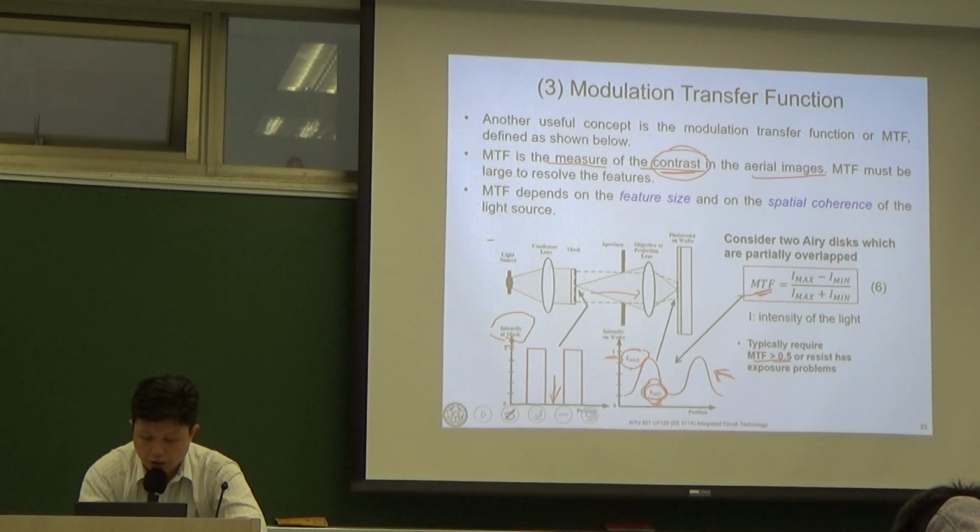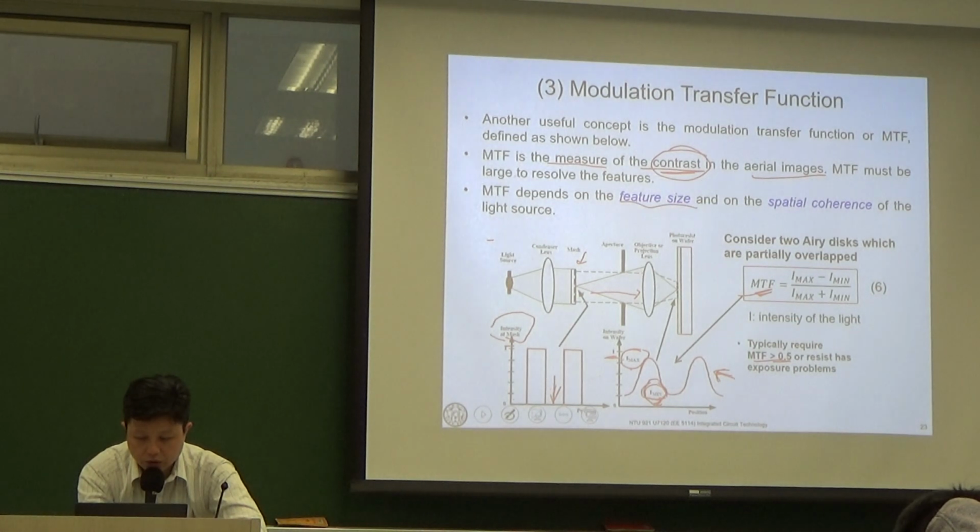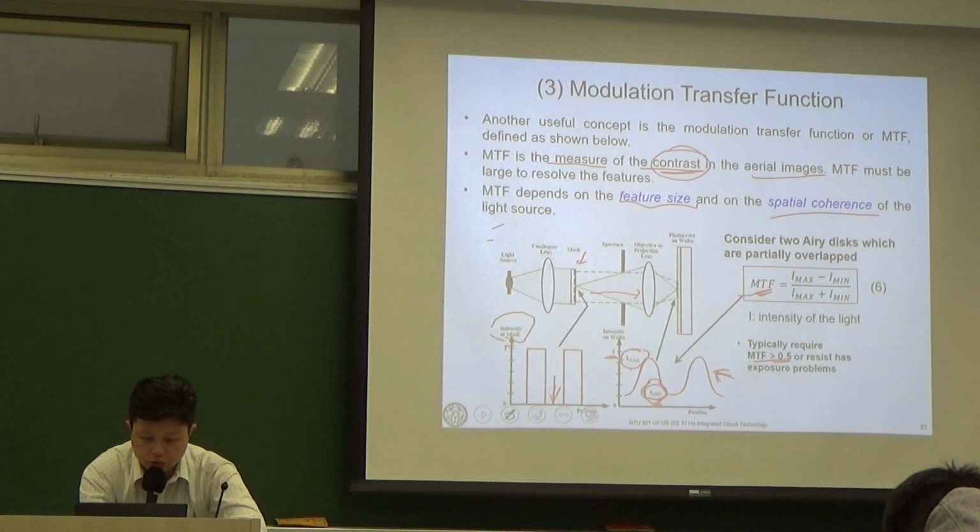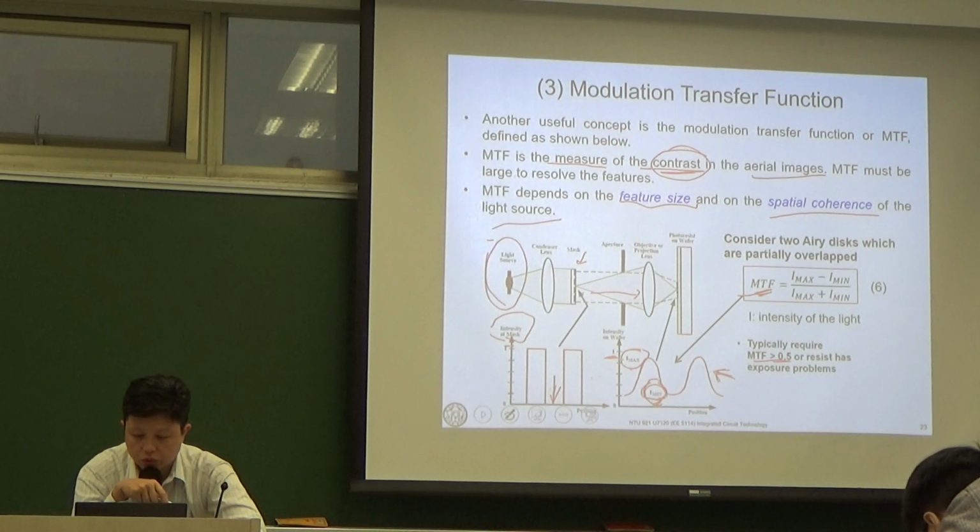So why do we have this kind of intensity distribution in space? That's because you have this diffraction effect, right? And this diffraction effect comes from the feature size of your design on your mask. Another thing is the spatial coherence of your light source, which means the light source will also play an important role. And what is spatial coherence?